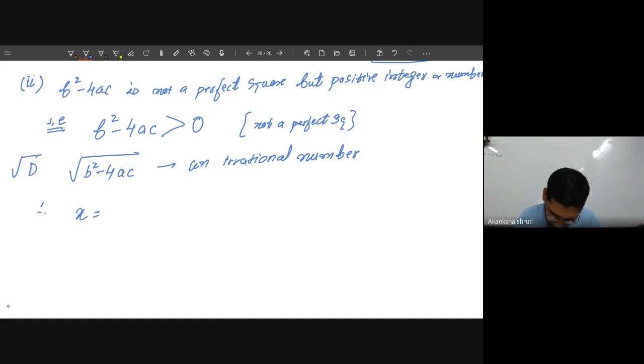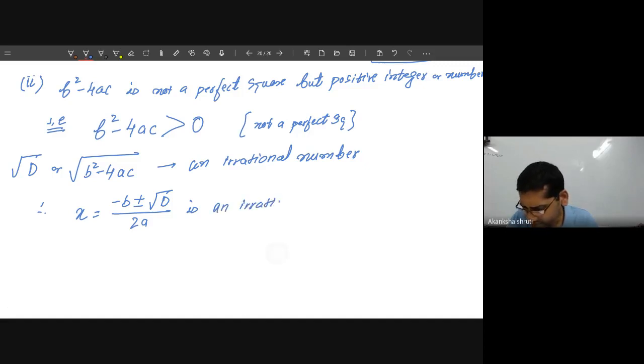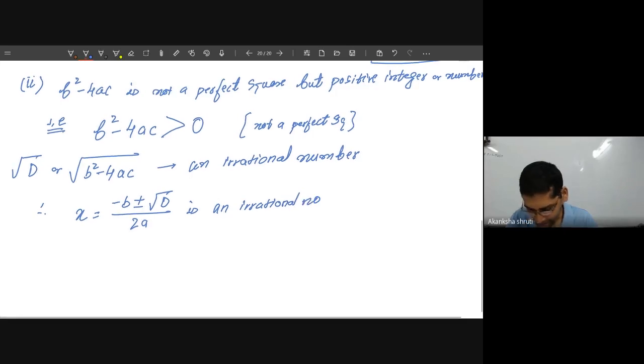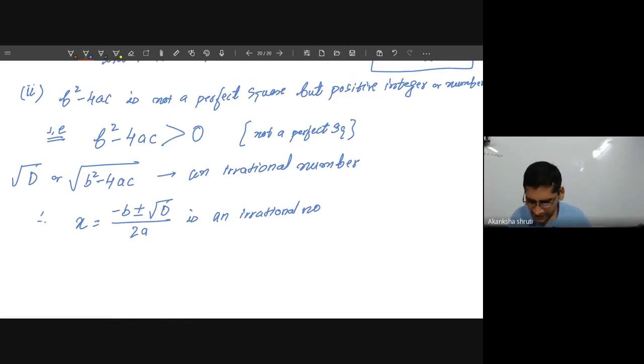either under root d or under root b square minus 4ac, that way you write, both are the same thing, minus b plus minus under root of d by 2a is what? Which kind of number? Irrational number. We are trying to understand how this b square minus 4ac decides the nature of roots. So this was the nature of roots. So it becomes an irrational number.